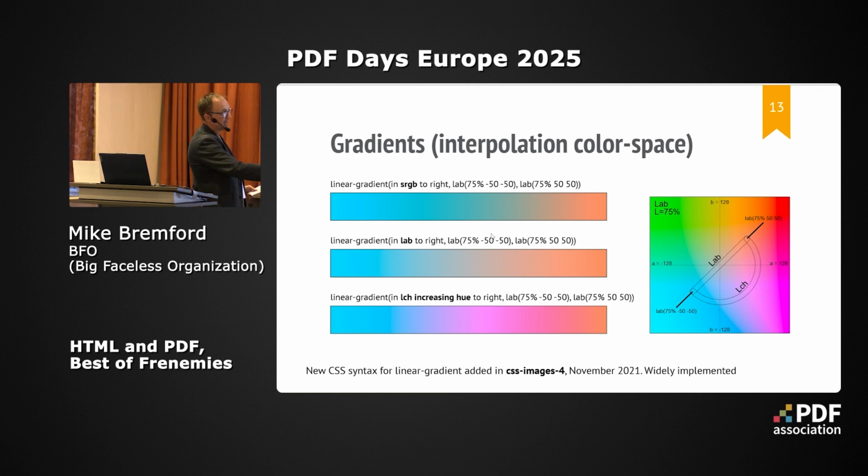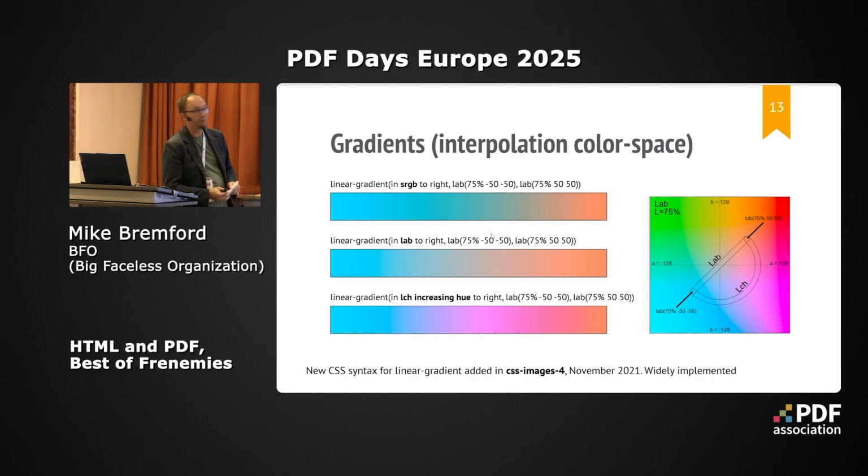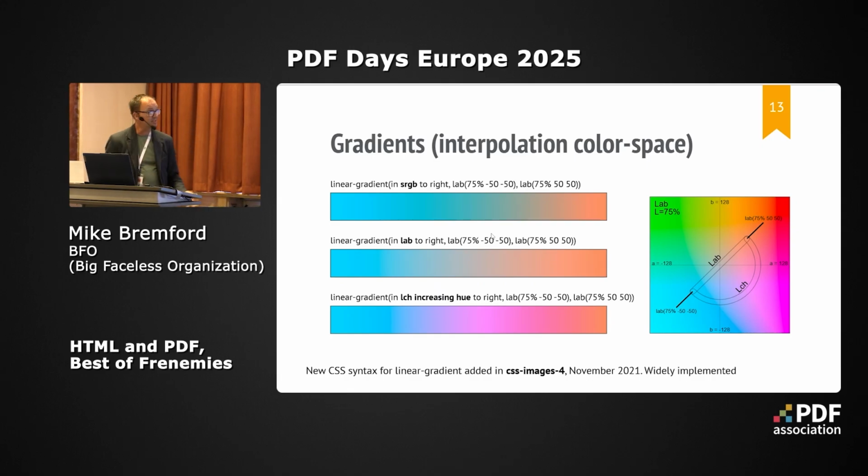Yes, there it is. The lab interpolation line is the straight one through the middle. It passes through the centre where A and B are both 0. So the centre of this gradient is grey. The LCH interpolation follows the curved line around the outside, so the centre of the bottom one is purple.